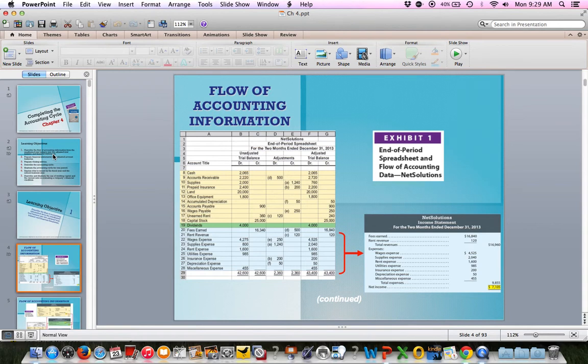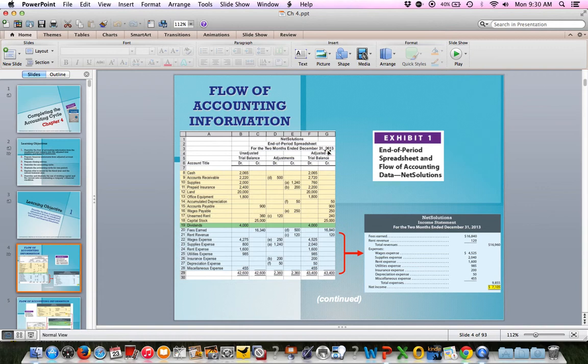So if you can recall, some things we've done previously, we have done transactions, journal entries, adjusting entries, trial balances, things like that. And in Chapter 3, you spent quite a bit of time doing adjusting entries and computing what they call the adjusted trial balance. And so what you can see here is kind of a slice of a spreadsheet from our sample company Net Solutions. And you can see that we have the unadjusted trial balance, our adjusting entries, and then the adjusted trial balance, which then of course is used to create the financial statements.